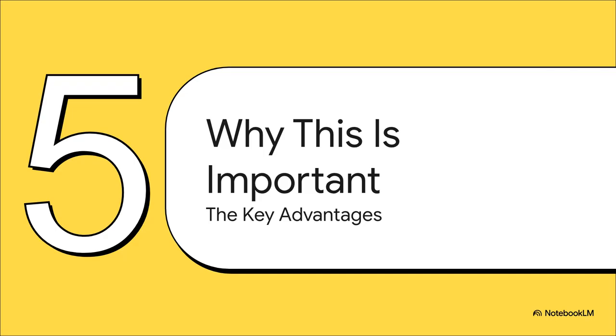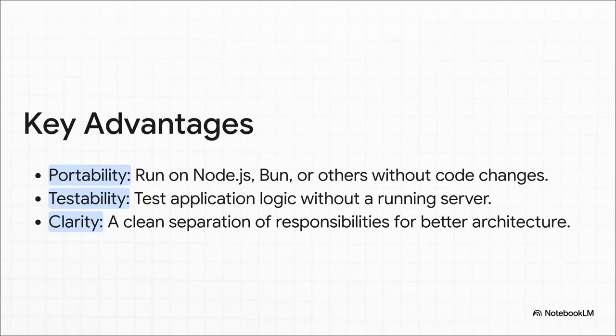Look, this whole clean, declarative approach might seem like a subtle detail, but I promise you, the benefits you get from it are absolutely massive for building modern software. So let's wrap this up by talking about why this architecture is so darn important. It really boils down to 3 huge, game-changing advantages. First, you get true portability. I'm talking about taking your app and running it on Node, then on Bun, then on whatever comes next with literally 0 code changes. That's huge.